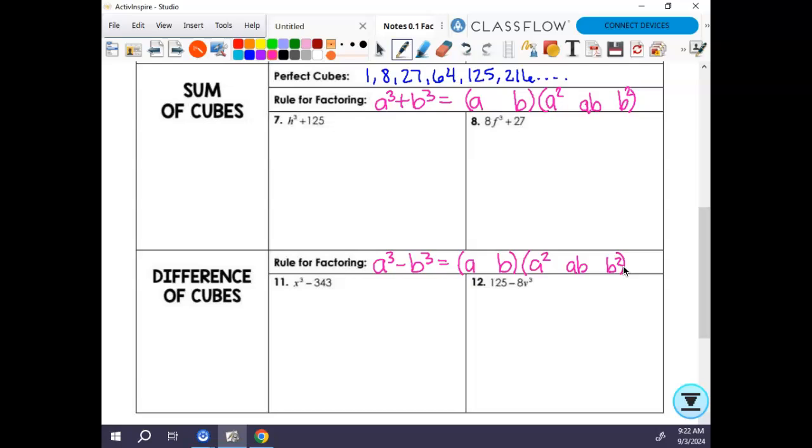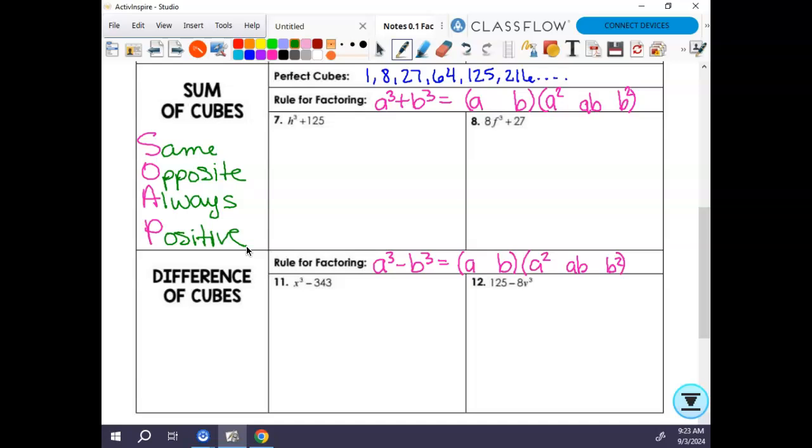Now, the signs that go in there. Something that helps you with this is SOAP. Anybody ever heard of SOAP when you're factoring this? All right, so write down SOAP over here like this. This stands for same, opposite, always positive. Same, opposite, always positive. SOAP.